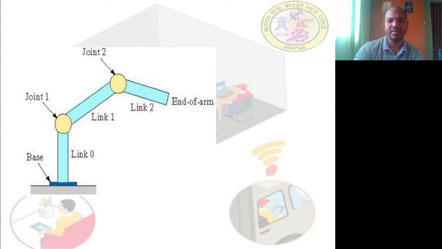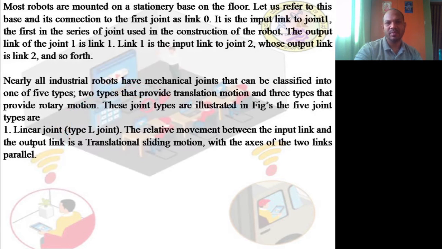Now this is a base. With reference to the base only, all the links and joints have been formed or designed. In such cases, an end of arm is also called an end effector. Now the base supports and balances the complete link 0, link 1, link 2, and then the joint 1. Joint 1 connects link 0 and link 1, and joint 2 connects link 1 and link 2. That is what is being explained over here.